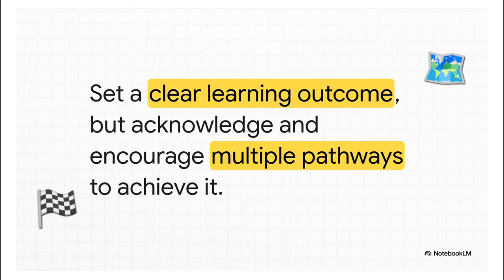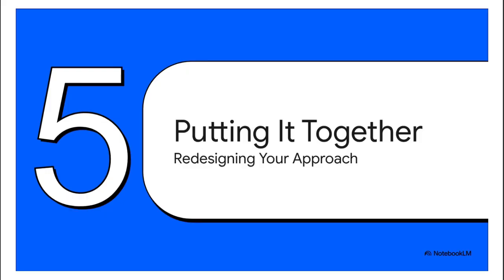So what does this actually look like in practice? Well, the learning outcome, the destination, that's still set. It's not a free-for-all. That part is non-negotiable. But our job as designers then becomes to acknowledge and even actively encourage the many different paths a student might take to get there. Okay, so let's pull all these threads together. What does a course actually look like when you design for context over cohort, for learning that's on demand, and for pathways that are genuinely flexible?